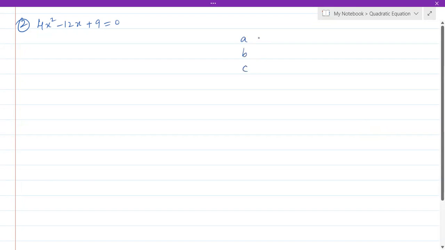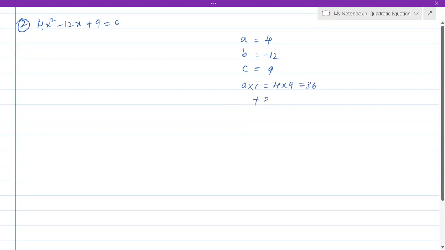Now, after this, let's find the values of A, B, C. What is A? Coefficient of x square, which is 4. What is B? Coefficient of x, that is minus 12. We have to take it with the sign. Remember that. And what is C? The constant term, that is the number without any variable. That is 9. Once you find A, B, C, we have to multiply A and C. That is 4 into 9, which gives us 36.